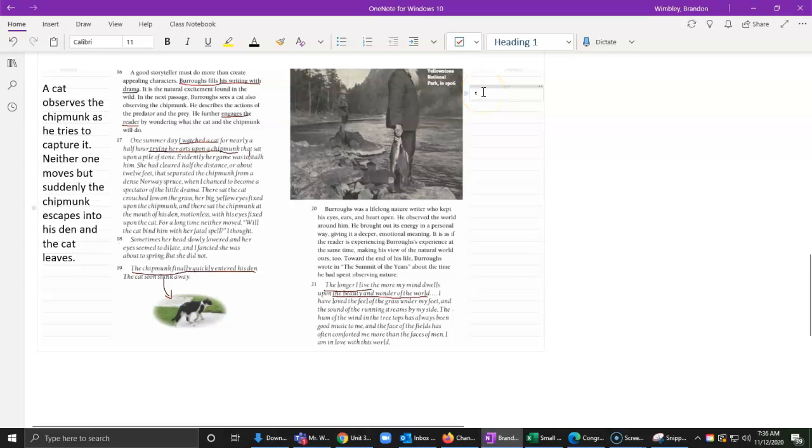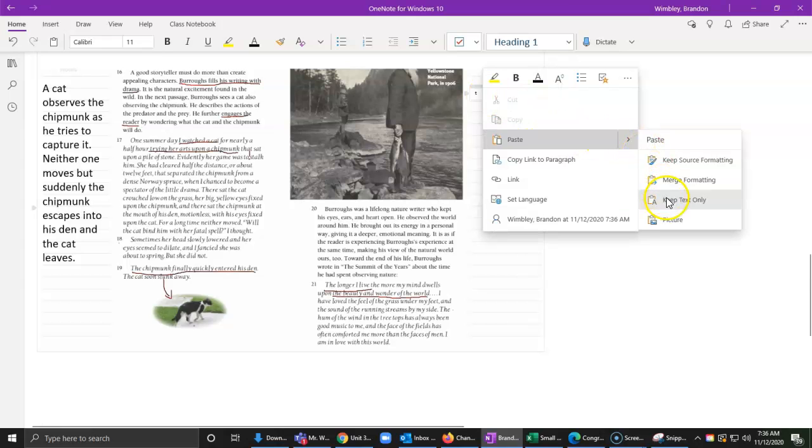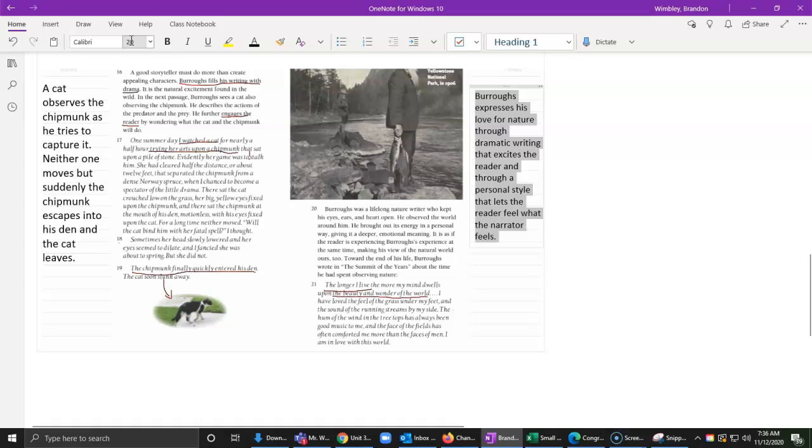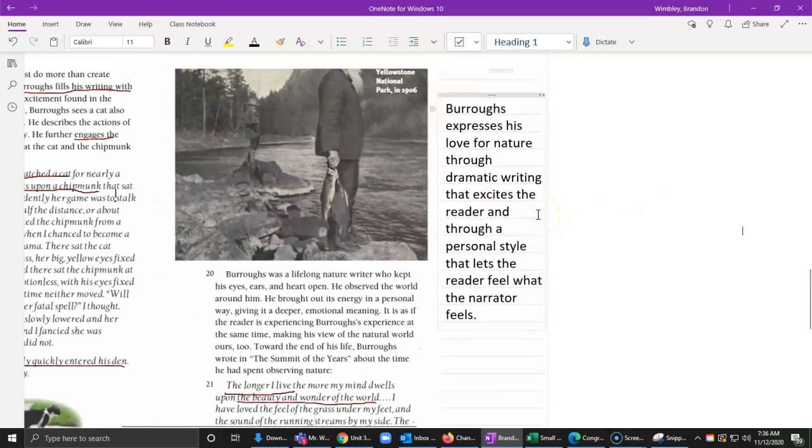I have Burroughs expresses his love for nature through dramatic writing that excites the reader through a personal style that lets the reader feel what the narrator feels. So we're going to show this to you, and I want you to notice something about it. Let me make it a little bigger. And now look at this. This is the main idea of those pages that we've read.